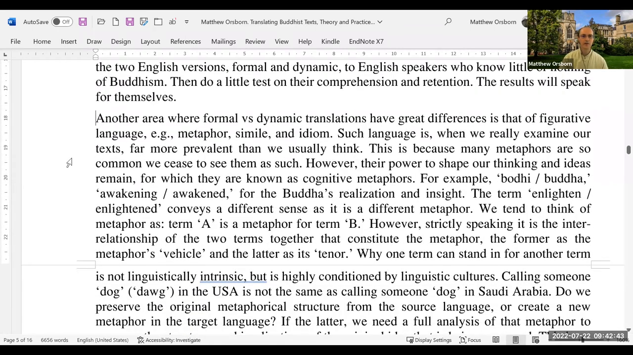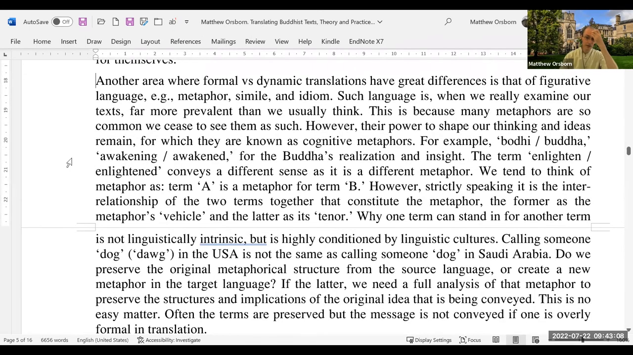Now, another area where formal versus dynamic translations have great differences is that of figurative language. For example, metaphor, simile, and idiom. Such language is, when we really examine our text, far more prevalent than we usually think. This is because many metaphors are so common, we cease to see them as such. Shape our thinking and ideas remain, for which they are known as cognitive metaphors. So for example, the words Bodhi or Buddha, which mean awakening and awakened, for the Buddha's realization and insight.